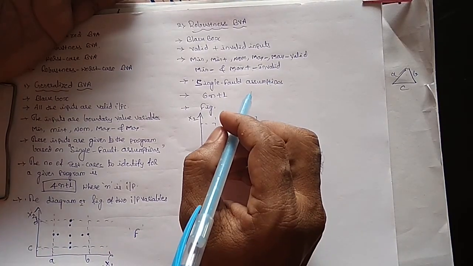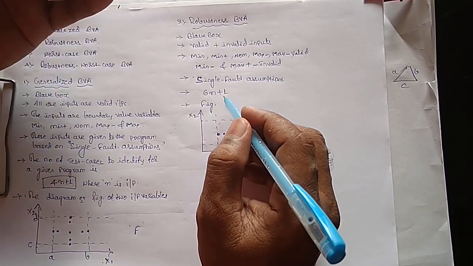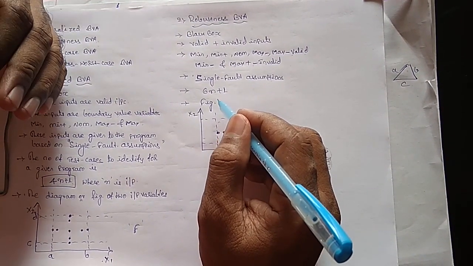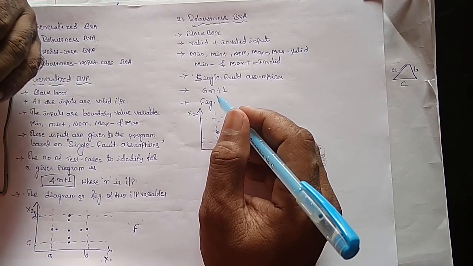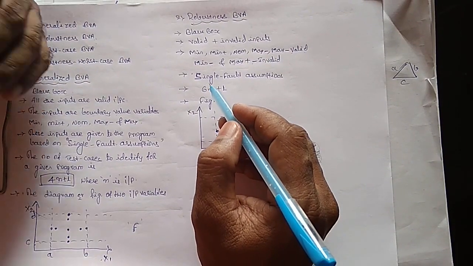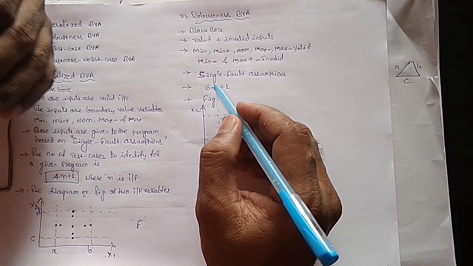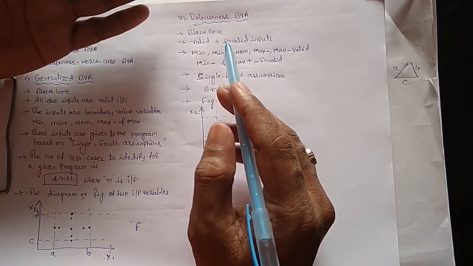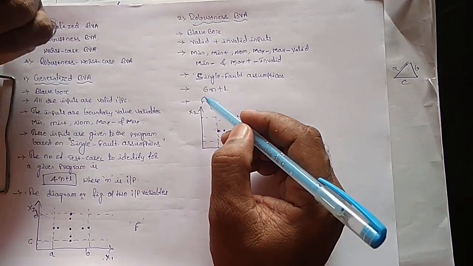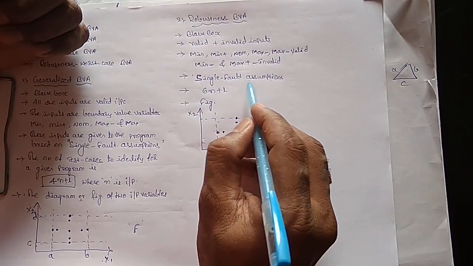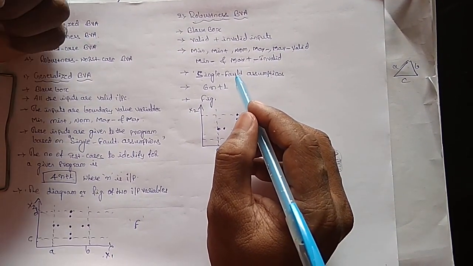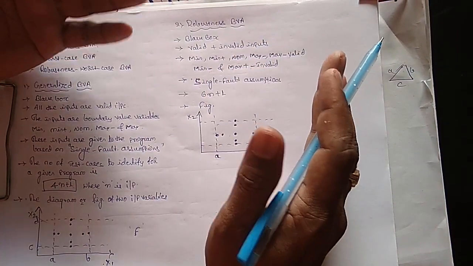If n inputs are there for a given program, out of those n inputs, one input variable value we need to keep changing with respect to the valid input boundary value variables, like minimum, minimum plus, nominal, max minus, max. The remaining inputs we need to keep at nominal. That is the meaning of single fault assumption. One input variable we keep changing, and the other inputs should be nominal inputs.